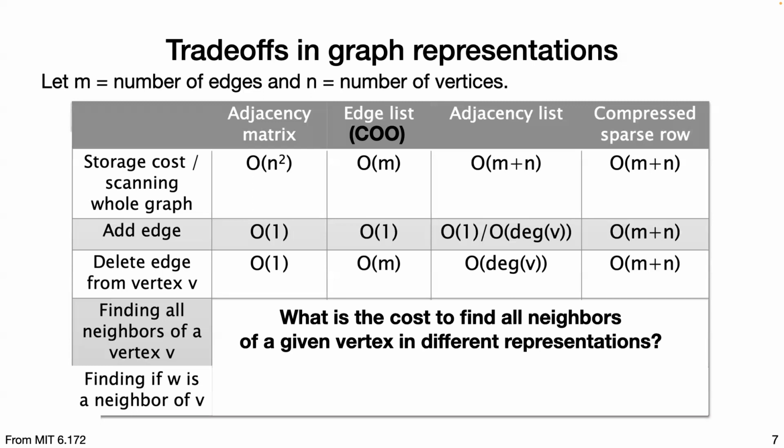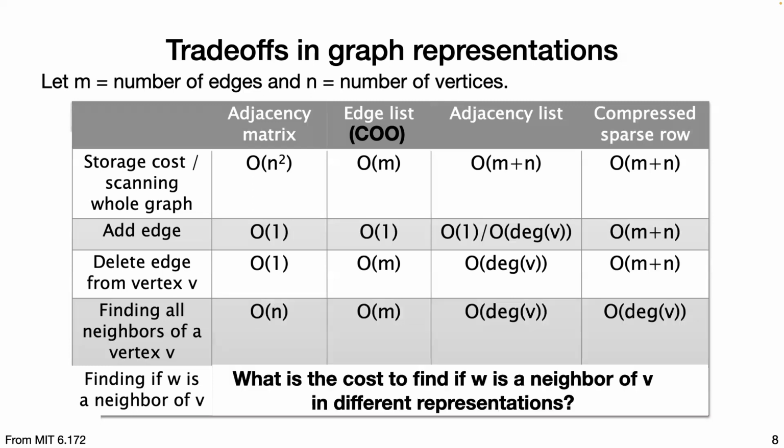And I guess if you want to find the neighbors, well, if you assume that it's not sorted, it would be O of M, and if you assume that it is sorted, you could do log of M. Degree of V for the adjacency list, and then the same for CSR, because you just follow the offset.